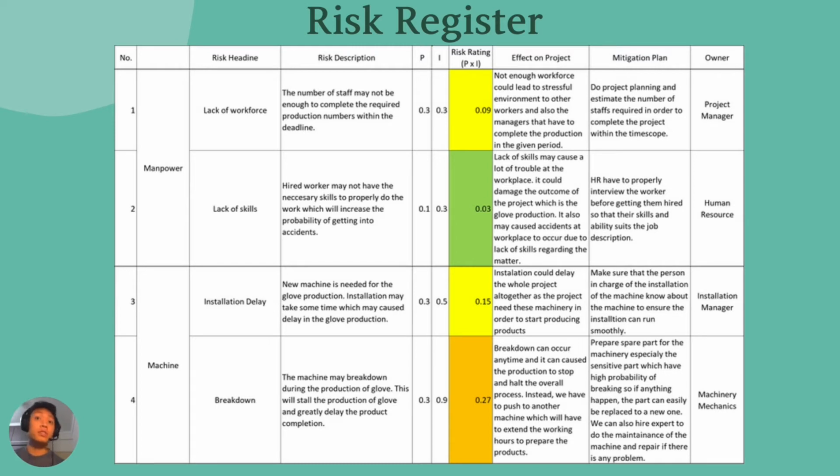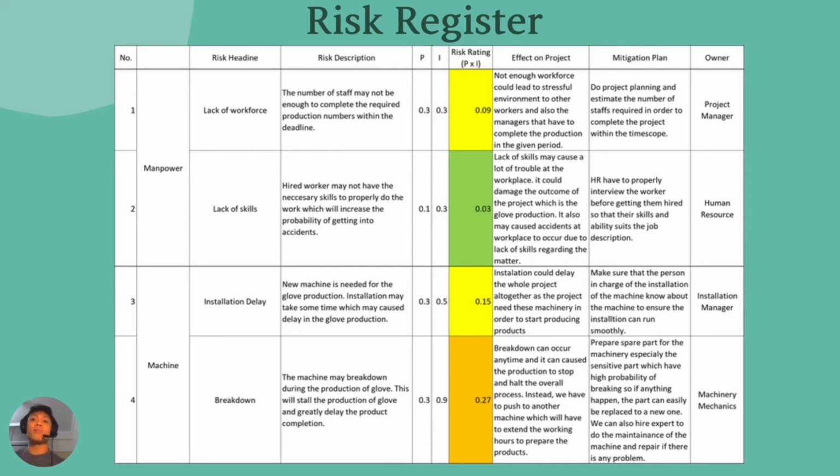So this is the risk register for our glove production project. We identify the risk using the 5M method, which are manpower, machine, material, management, and also medium. We also consider two more risks, which are the products and also regulations. The risk rating can be obtained by multiplying the probability of occurrence and the impact on the project.